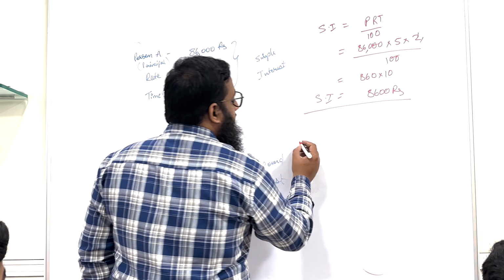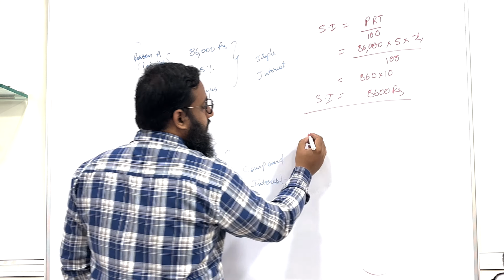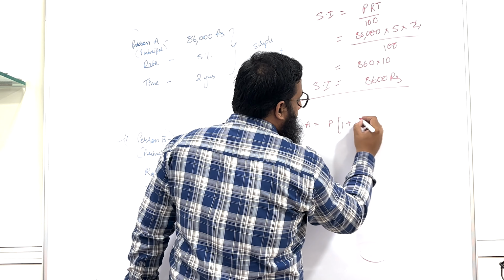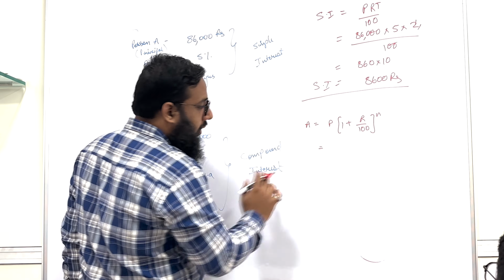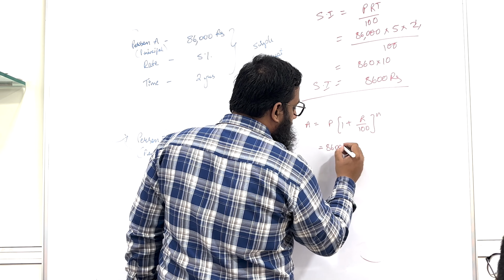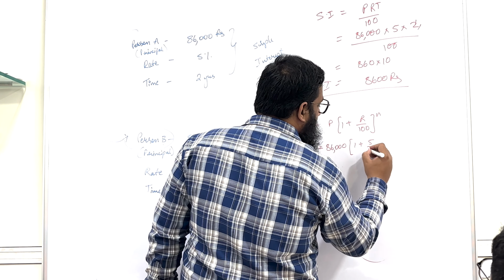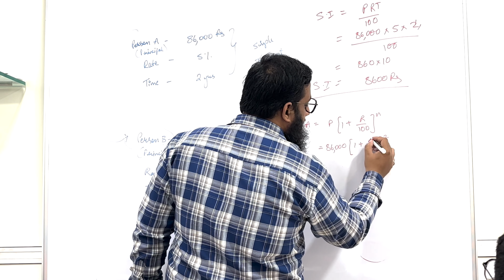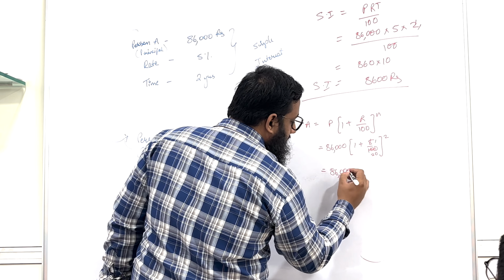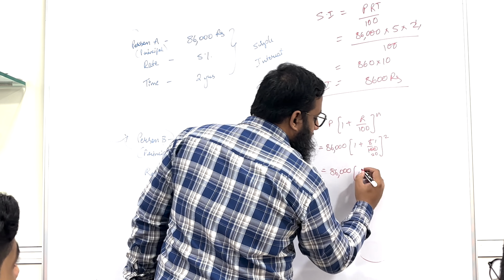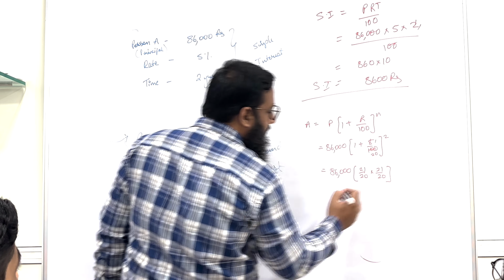Now we have to calculate the same thing but on compound interest. The amount is equal to P times 1 plus R upon 100, raised to N. We have to find out the amount. P is given as 86,000. 1 plus 5 upon 100, raised to 2. 5 ones are 5, 5 twos are 10, so 1 upon 20. So 86,000 again, 20 ones are 20, 20 plus 1, 21 upon 20, 2 times, so we multiply 21 upon 20 twice.